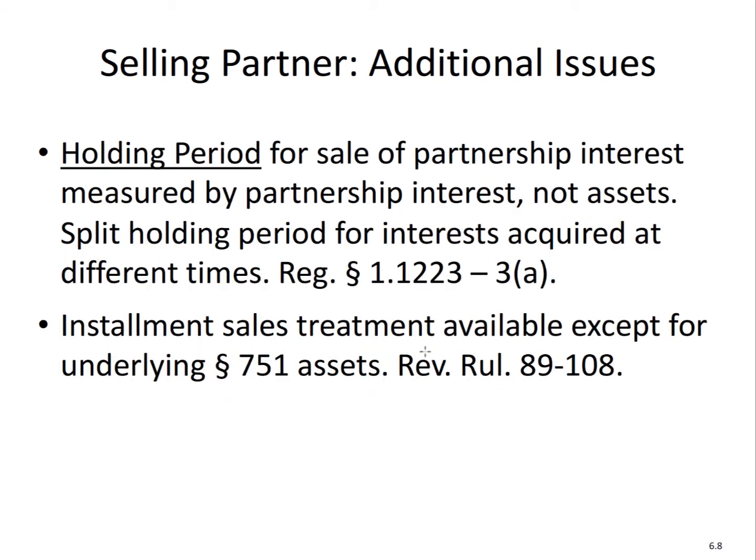The holding period for a sale of partnership interest is measured by the partnership interest, not the assets. You can have split holding periods, as we know from the contribution or formation, because you might have capital assets or 1231 assets that are contributed. So it's going to make a difference. And installment sales treatment is available, except for underlying 751 assets, which will get automatic gain recognition if there's gain.